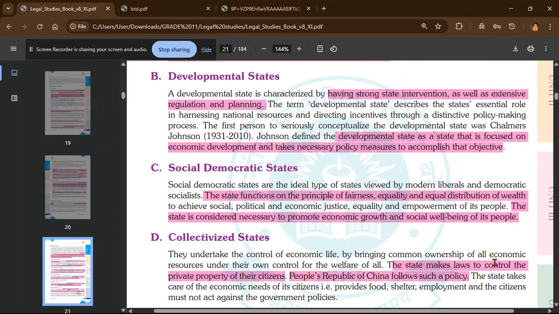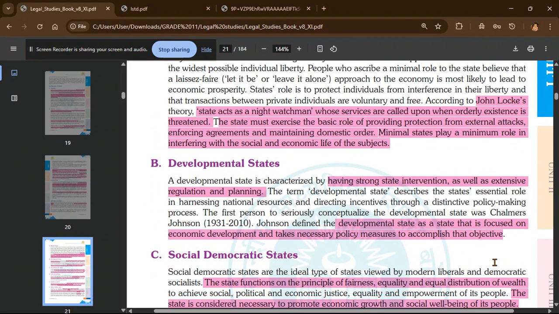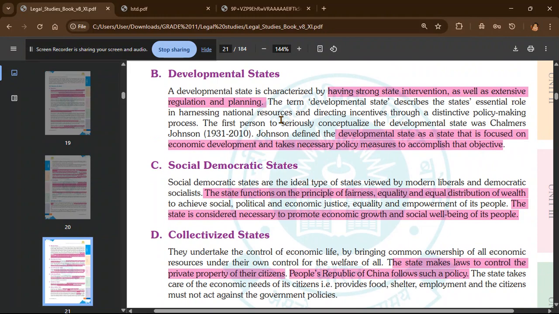Second, we have developmental states. So these states have a strong state intervention as well as extensive regulation planning. So these are बिल्कुल मिनिमल स्टेट्स के उल्टा. मतलब मिनिमल स्टेट्स मिनिमम रोल प्ले करते हैं, बट डेवलपमेंट स्टेट्स में दे हैव अ वेरी स्ट्रॉन्ग स्टेट इंटरवेंशन एज वेल एज एक्सटेंसिव रेगुलेशन एंड प्लानिंग. So, developmental state as a state is focused on the economic developments and take necessary policy to accomplish that objective. They are focused on your economic development as a whole.